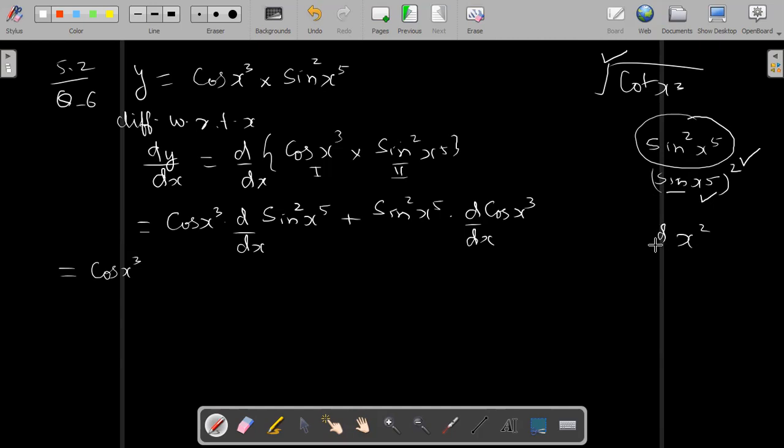What is the differential of a square? dy/dx of x square, any function square, is 2x, that is 2x raised to 2 minus 1, that means 2x. So here also sine whole square will be 2 sine x raised to power 5. Then we go inside. What is the inside function? Sine. So then we have to differentiate d by dx of sine. Square has been differentiated already, so leave it: sine x raised to power 5.